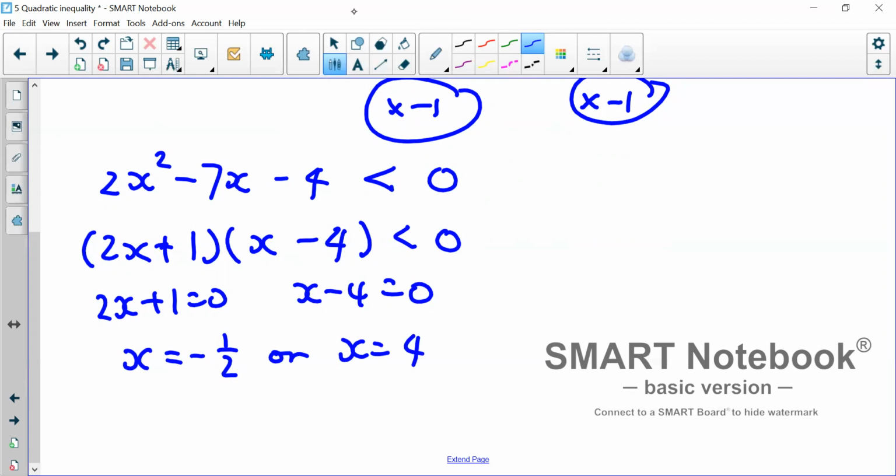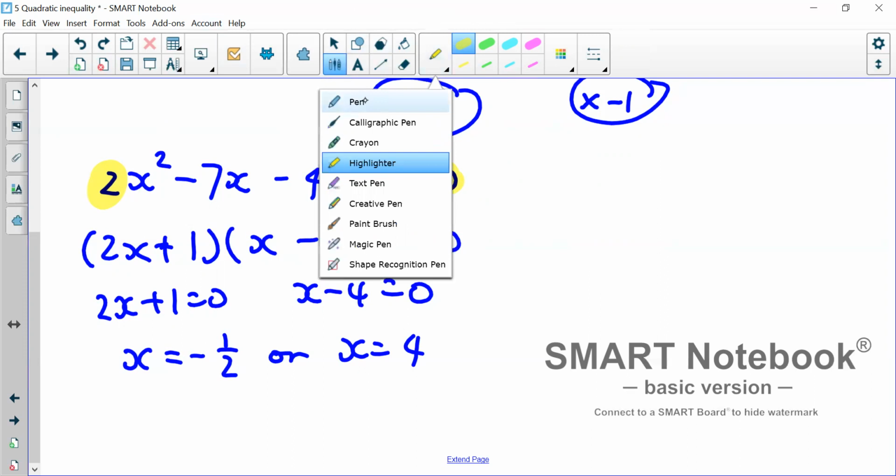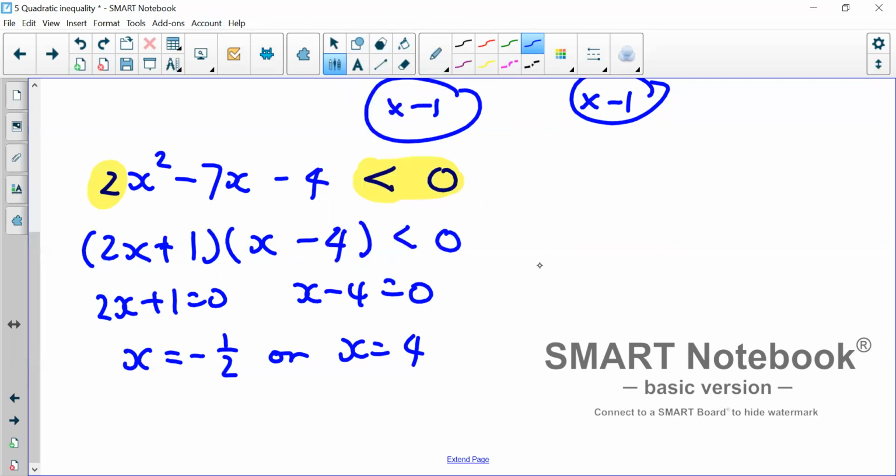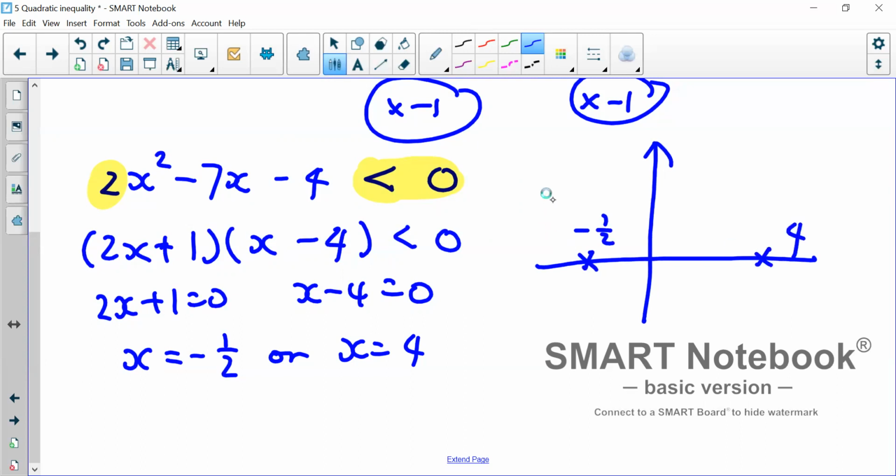So by looking at the coefficient of my x squared, we have a positive 1. So now we have a U shape. And then we notice that we have a less than 0 in my inequality. So I have to highlight the correct region of the graph. So let's do that. Let's sketch my graph first and put the roots on the x-axis at minus half and 4. And then we said we have a U shape.